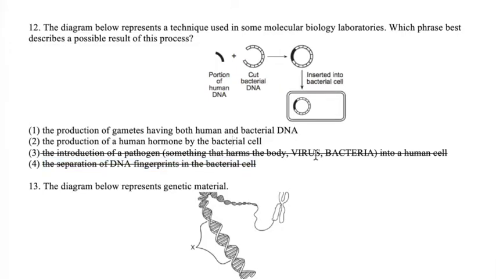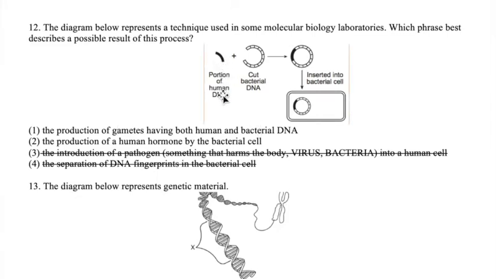So we're down to 2 choices here. We have the production of gametes having both human and bacterial DNA, or the production of a human hormone by a bacterial cell. So let's look at choice 1. Choice 1 says the production of gametes having both bacterial and human DNA. This says gametes, right? This is sex cells. Do we see any sex cells in this picture? No, we don't see any sex cells in this picture.